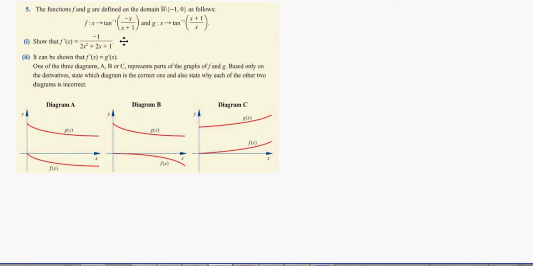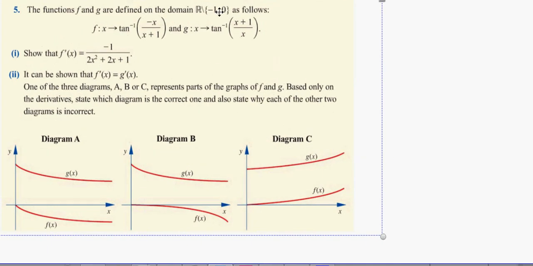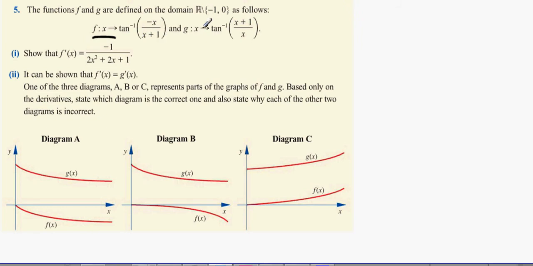Now, this one here. The functions f and g are defined in the domain minus 1 to 0 as follows. F of x being tan inverse of minus x over x plus 1. G of x being tan inverse of x plus 1 all over x. Show that f dash x is minus 1 divided by 2x squared plus 2x plus 1.